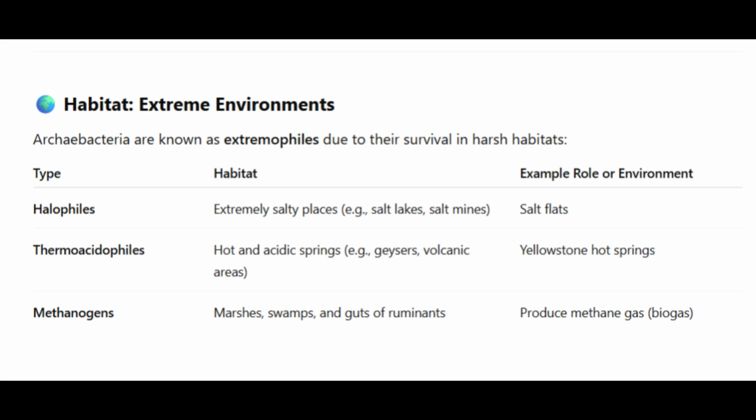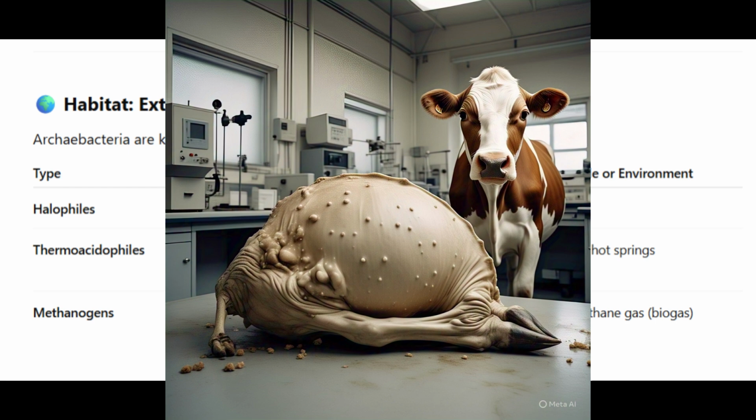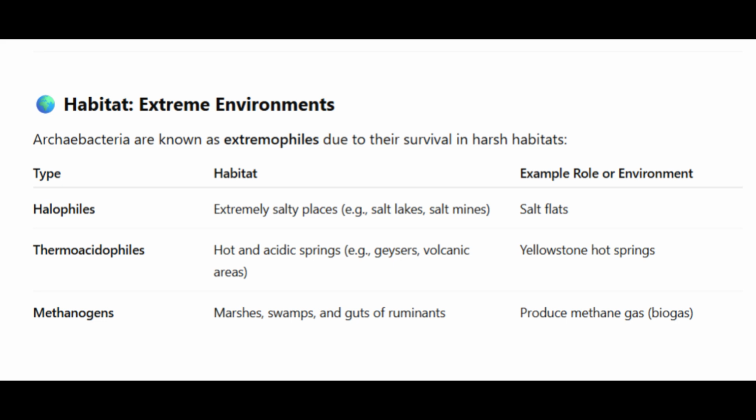Finally, the methanogens. These microbes live in oxygen-free places like marshes, swamps, and especially in the guts of ruminant animals such as cows and buffaloes. They play a key role in producing methane gas. Yes, the same biogas used as renewable energy. So, from salt mines to hot springs to animal guts, archaebacteria have mastered survival in extreme conditions.